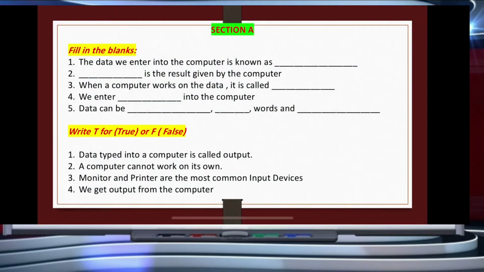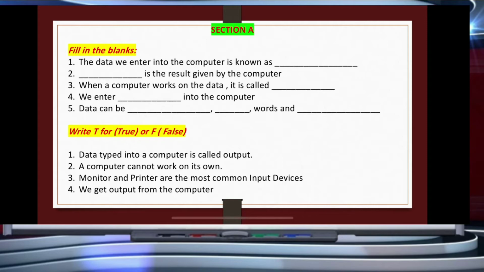We are going to discuss now the back exercise of this chapter. Children, this is fill in the blanks, the first part, section A, and the hints are given in the book. You have to pick the appropriate word and fill in the blank. Let me discuss it first, and after that you have to do it on your own in the books.